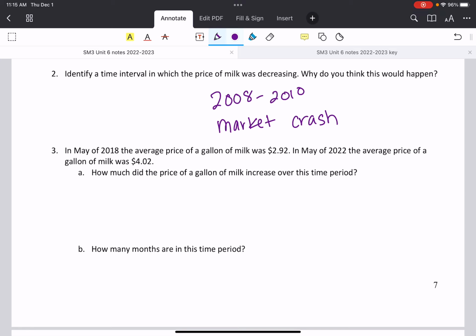In May of 2018, the average price of milk was $2.92. In May of 2022, the average price of milk was $4.02. How much did the price of milk increase over this time period? $1.10. How did you find that out? Took 4.02 minus 2.92. Okay, how many months are in this time period?